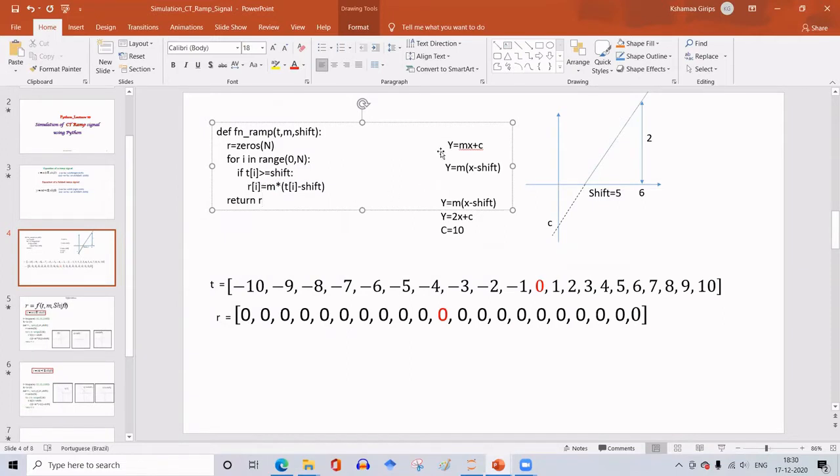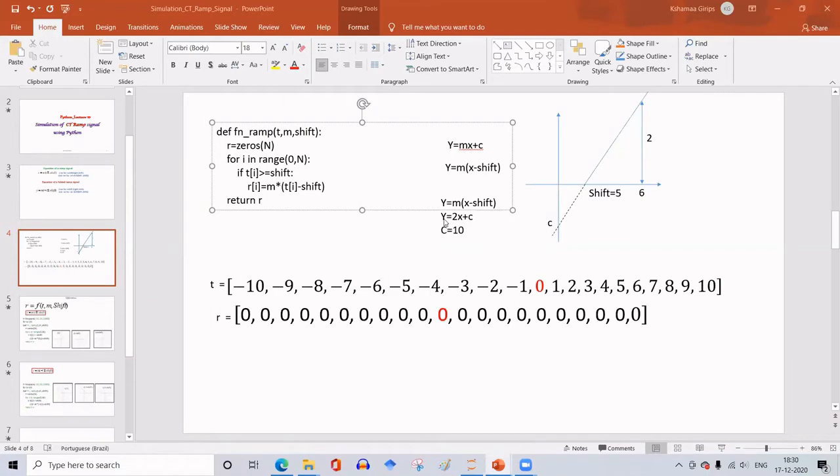So you may ask, we know that a ramp signal is represented mathematically by an equation for a straight line given by mx plus c. Why this x minus shift within the bracket? To illustrate that, I have written this graph here. So suppose we have the ramp which is shifted here. Let us suppose that shift is to a point t is equal to 5. Okay. So this is a ramp with a slope is equal to 2. Okay. M is equal to 2.